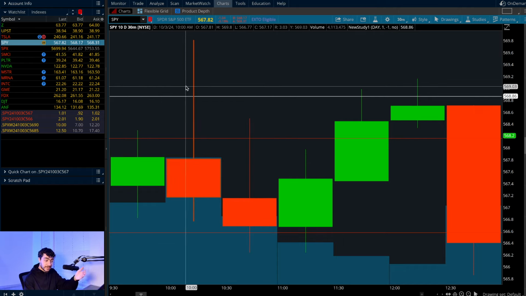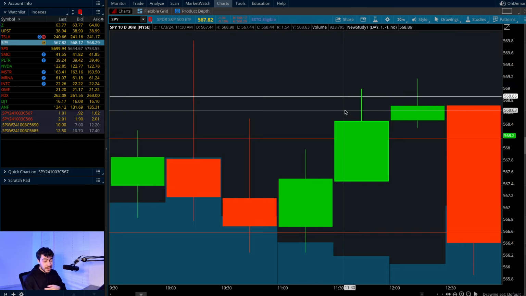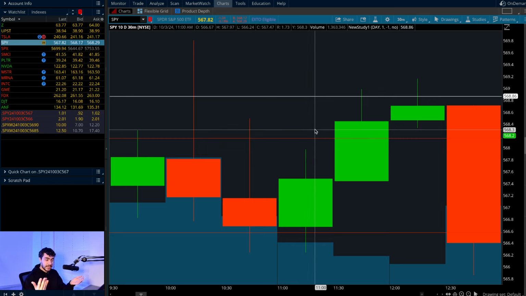Even though it's been topping out at the best level, like I told you, the lower level for puts at 570, that's great. But there was a clear lack of overall confirmations with the patterns that I was seeing on the 30-minute chart.